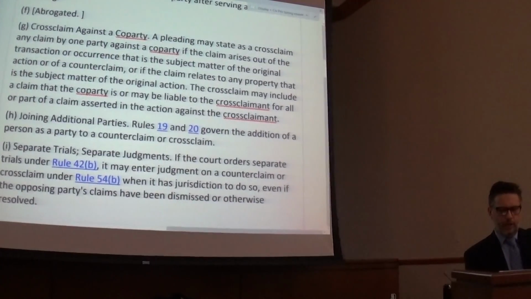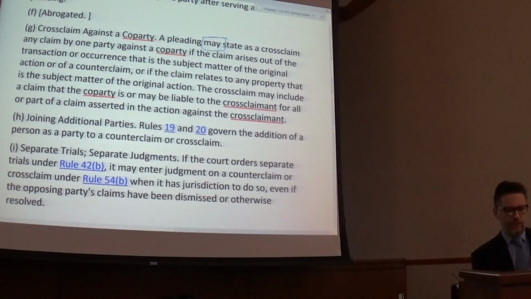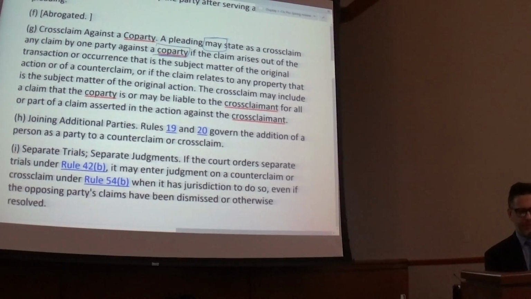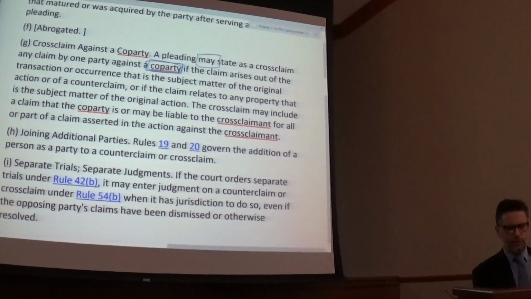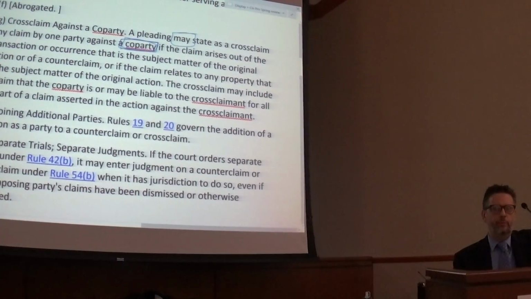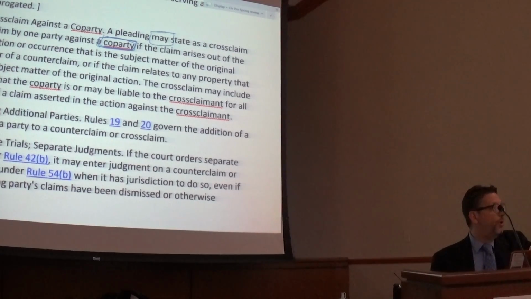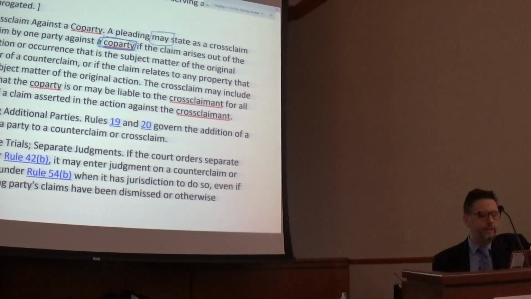Now, first, of course, cross-claims are always permissive, never required. Second, they're between co-parties, okay? So a cross-claim is when one co-party sues another. P1 versus P2, D1 versus D2, third-party defendant 1 versus third-party defendant 2, and so on. There are three bases for cross-claims.